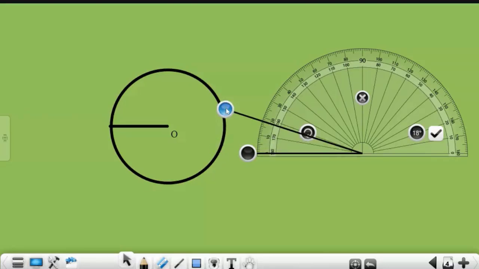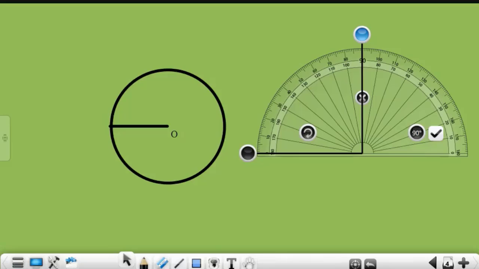So this is 10, 20, 30, 40 when we're using the outer scale. If you want to use the inner scale, we start from the right side. So this is considered 10, 20, 30, 40, until here it is 90. 90 definitely is the right angle, right? Now you see your line is here. So we want to use the outer scale or inner scale to measure the 60 degrees?